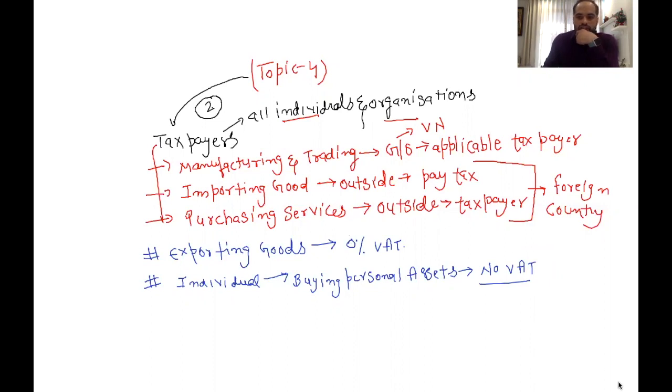Now we move on to the next learning outcome. So next, which is number three. Next one is tax exempt, right? VAT exempt.